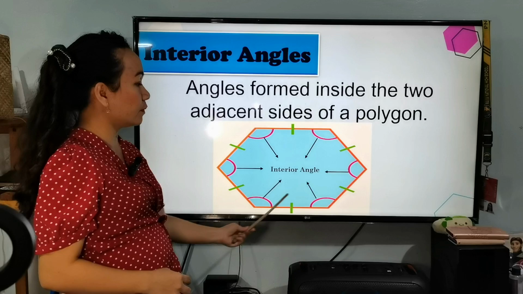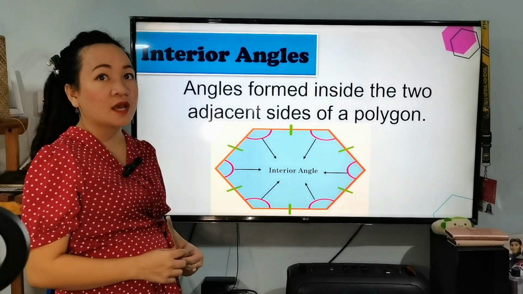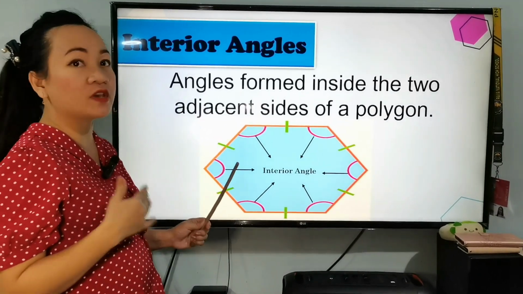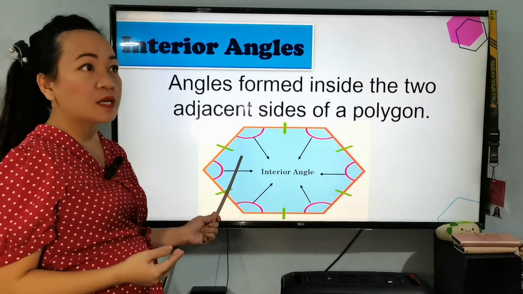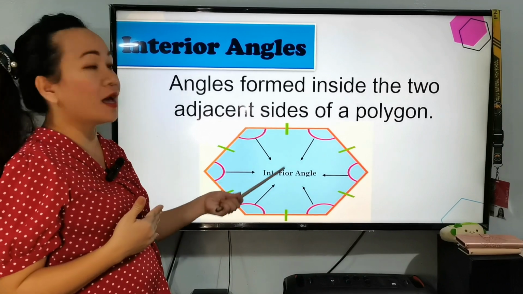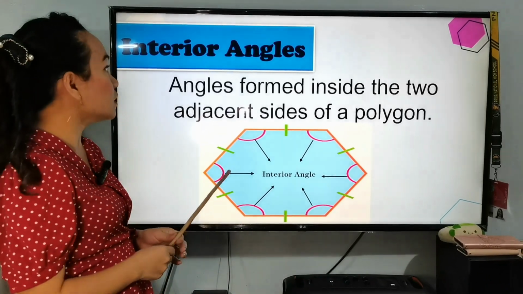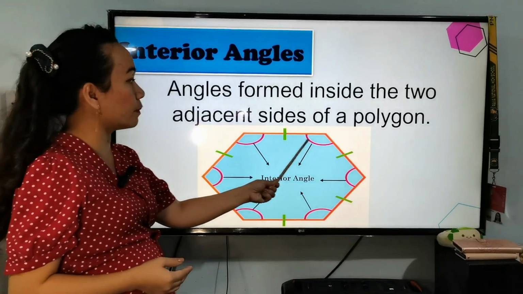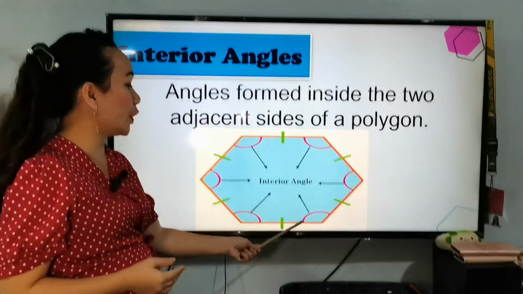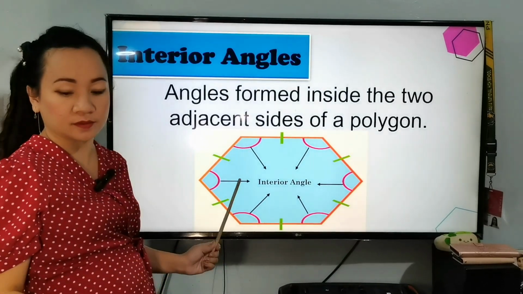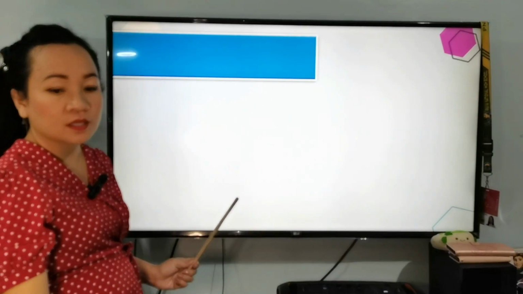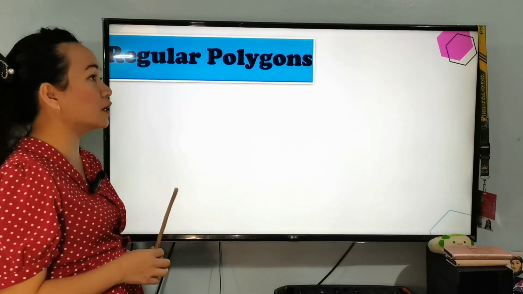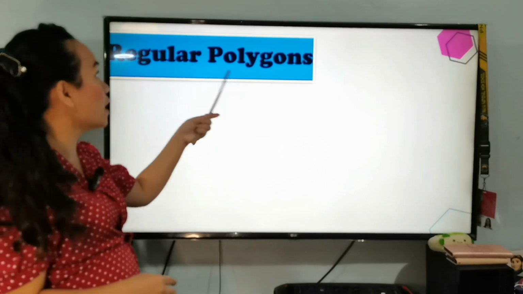So I have here the figure on the screen. As you can see, this is an example of one polygon. This is a hexagon because it has 6 sides. So when we say interior angles, these are the angles formed inside our polygon. Today we will be learning how to find interior angles, specifically of a regular polygon.